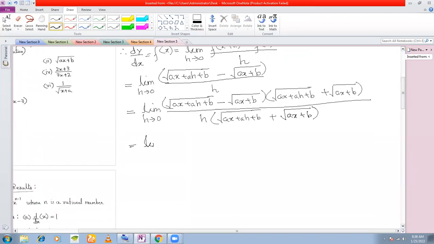So you get limit. Now the numerator is what form? A plus b into a minus b. So root of a(x plus h) plus b whole square will simply give you a(x plus h) plus b. I hope this step is okay. I don't need to write an extra step, right? Yes, sir. Minus, and you have root ax plus b whole square, which is simply ax plus b, divided by h root of a(x plus h) plus b, plus root ax plus b. Still, we haven't got a determinate form yet.